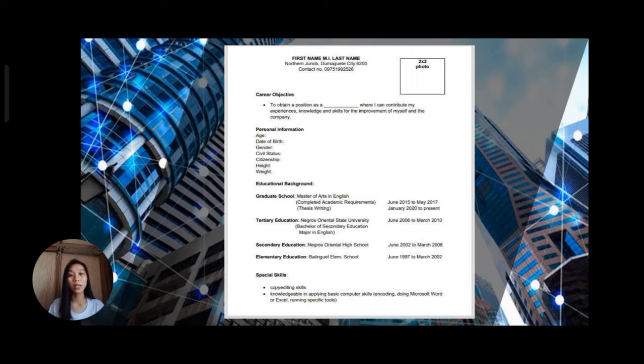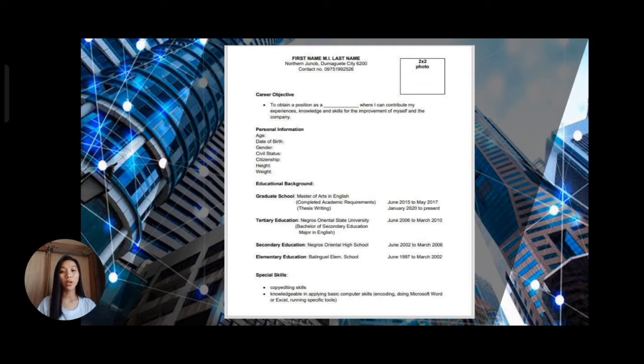For example, to obtain a position as a manager where I can contribute my experiences, knowledge, and skills for the improvement of myself and the company. As I said before, it is very important to be specific on what your goals or objectives are when applying for that specific company. So next is your personal information. This includes your age, date of birth, your gender, civil status, citizenship, and your height and weight.